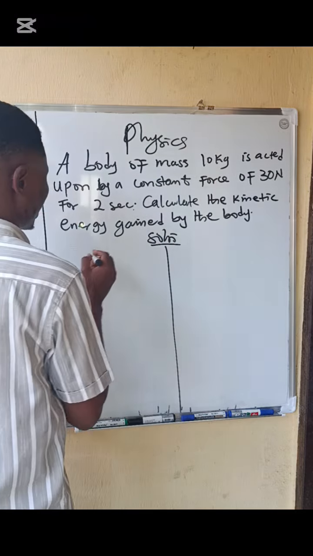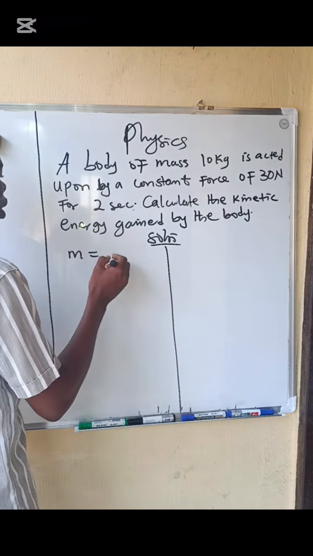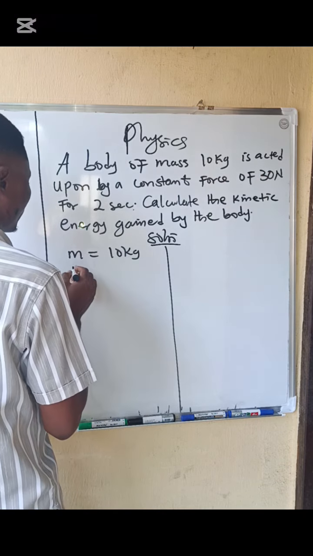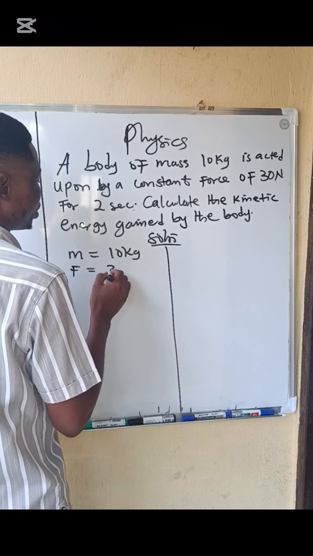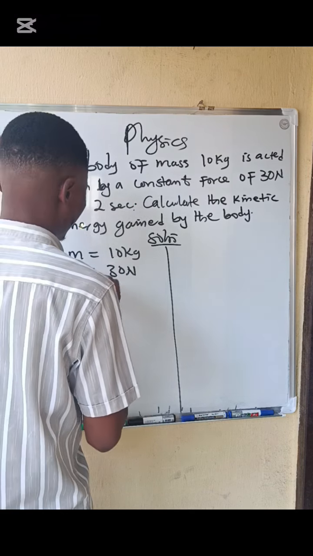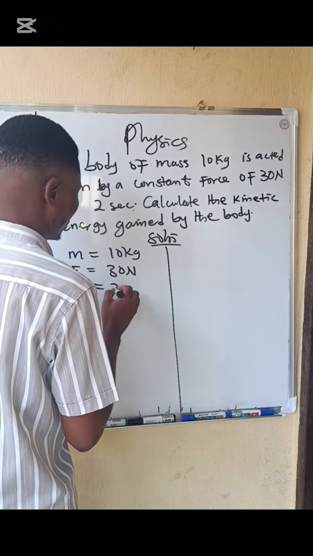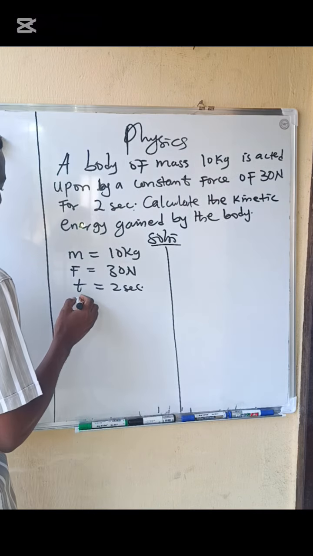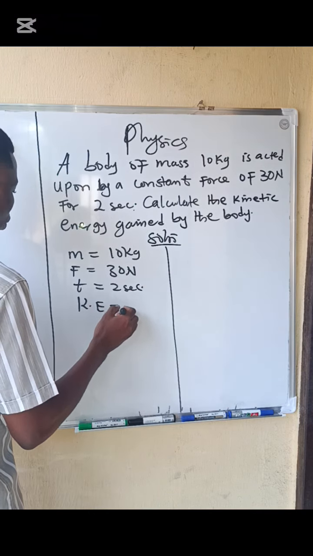The first thing that is given is the mass, 10 kg. What is next given? The force F is 30 Newton. Time is given to be 2 seconds. We have to find the kinetic energy. Kinetic energy is what we are looking for.